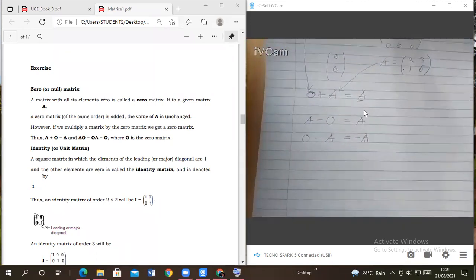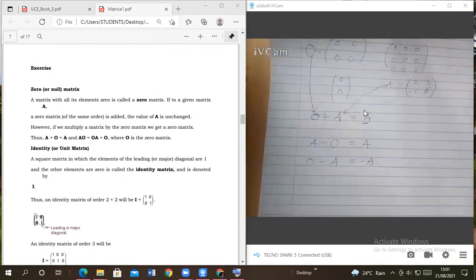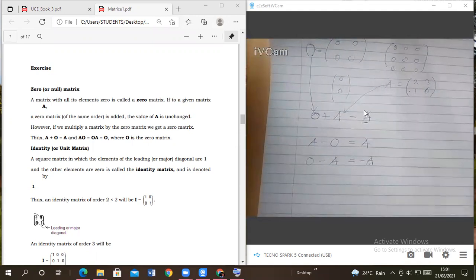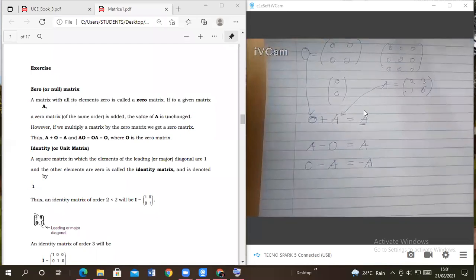Teacher, let me ask, I have a question. So let's say we are multiplying the 0 and the A. So the answers will be 0. Let me answer. That is the second property I was going to talk about.